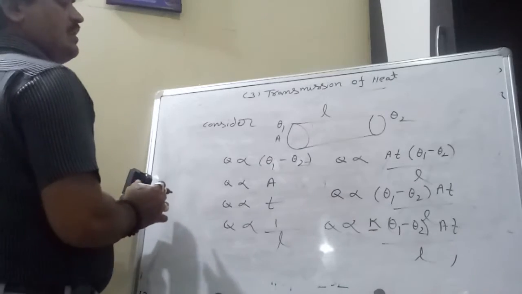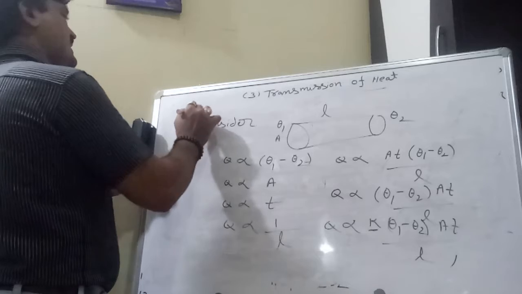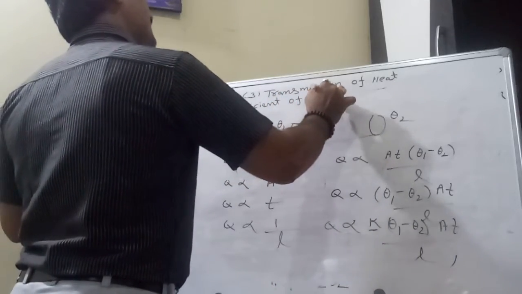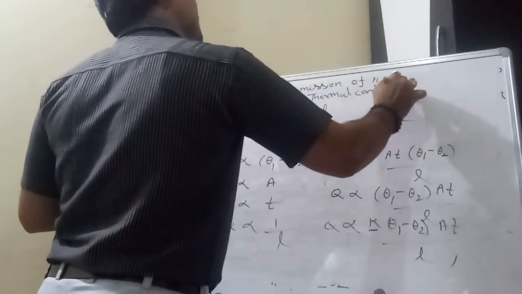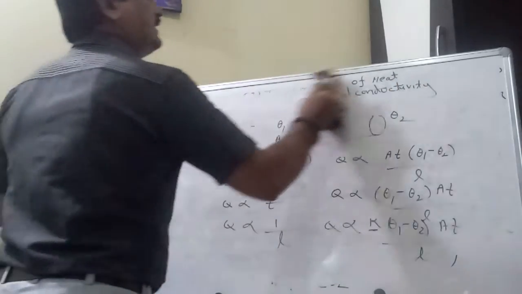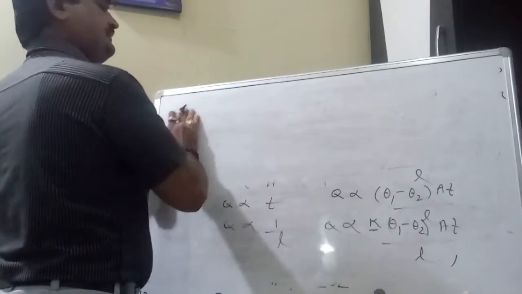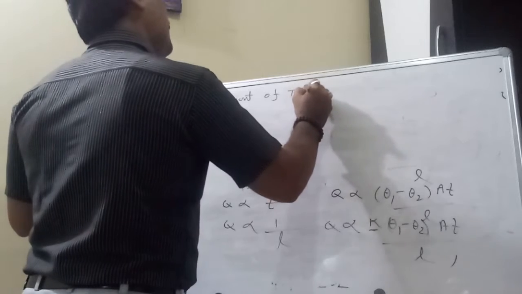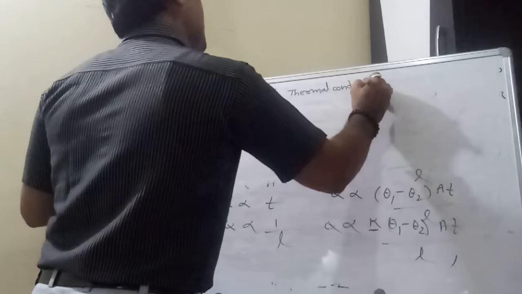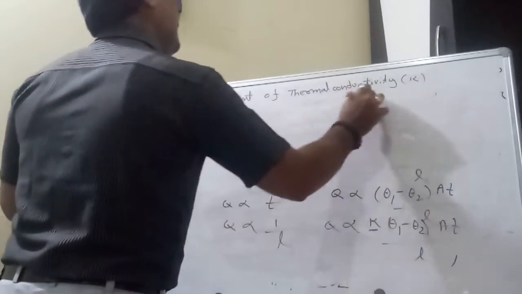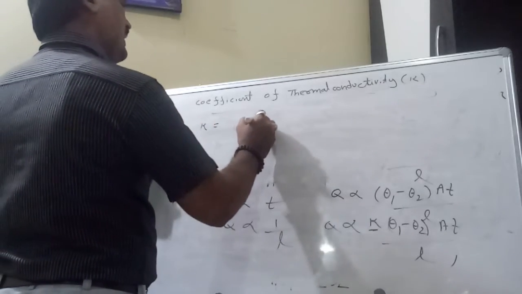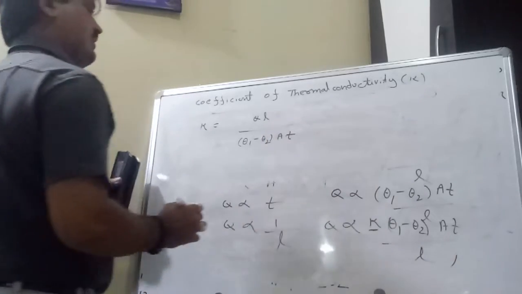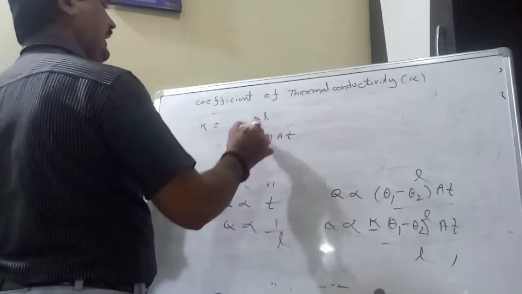Here K is the coefficient of thermal conductivity. So K is equal to Q L by (theta1 minus theta2) into A into t, that is, Q into L by A into t.